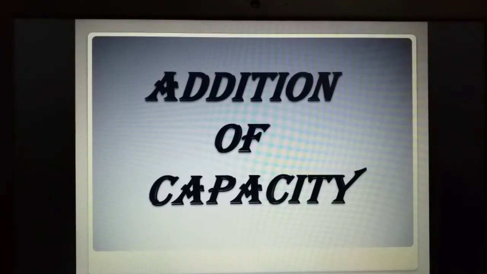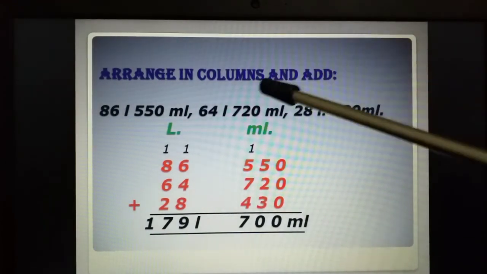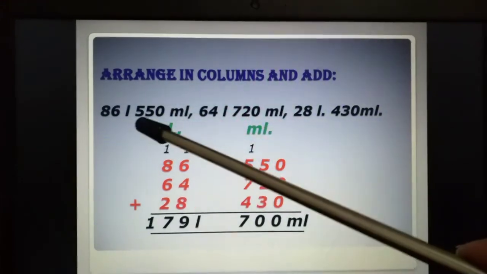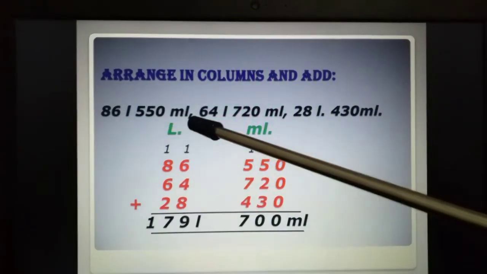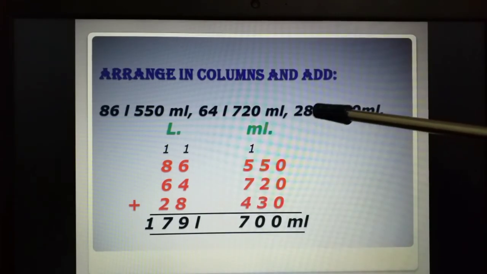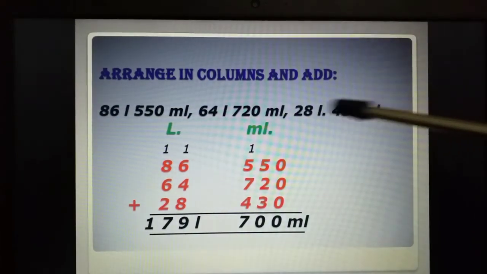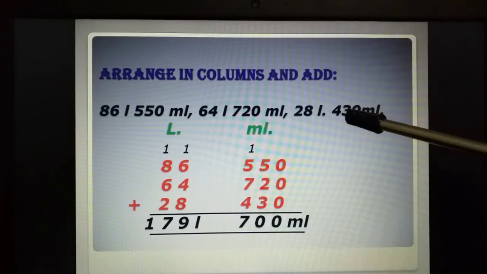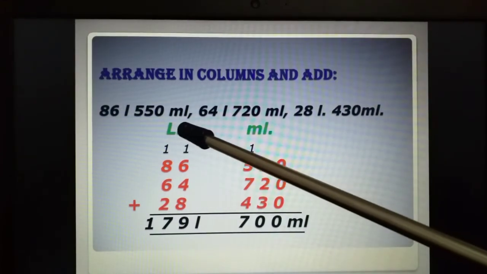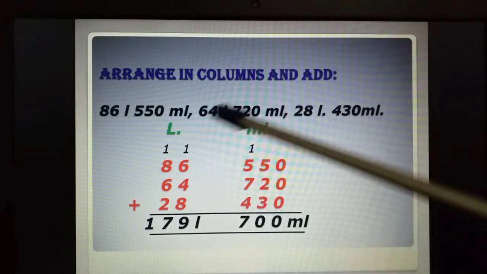Now addition of capacity. Arrange in columns and add. Here our question is 86 liters 550 milliliters, 64 liters 720 milliliters and 28 liters 430 milliliters. We have to add all these quantities. Now we have to arrange in these 2 columns, liters and milliliters. Now we will arrange all these numbers.